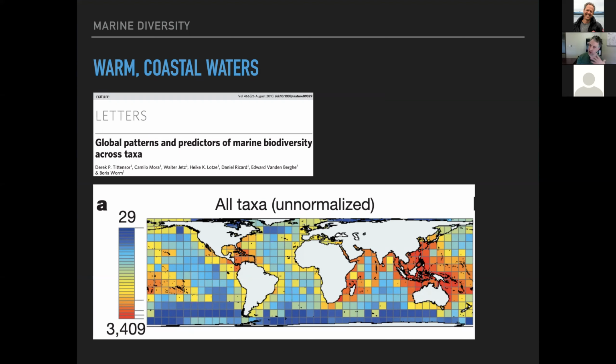The first place I looked to get a lay of the land was the articles of the great Derek Tittensor and Boris Worm. A Nature paper, 2010, laid out these patterns of diversity. And they're about what you'd expect in that life tends to get more diverse in warm tropical areas, in productive and spatially complex areas like coral reefs. And that's exactly what we see in the ocean.